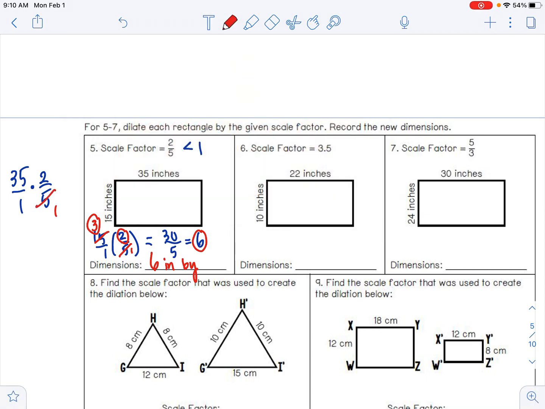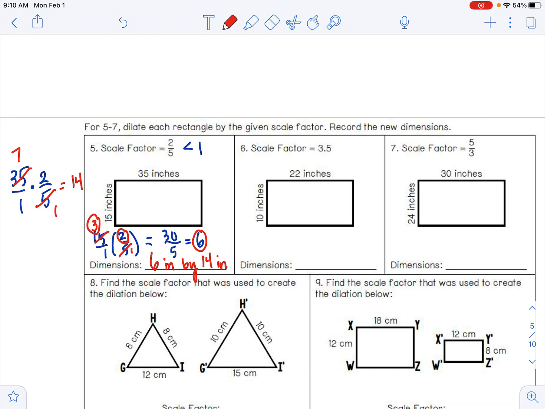I'm going to simplify first again, so I'm dividing 5 by 5 and 35 by 5. And so now I have 7 times 2 on the top is 14. My denominators are both 1. I don't need to write that it's over 1. So my new rectangle is 6 inches by 14 inches.